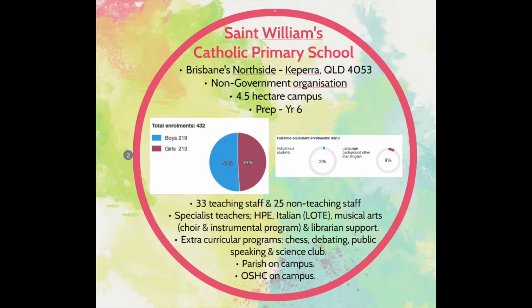The spacious 4.5 hectare campus accommodates roughly 432 students across prep to year 6. The gender of these students is fairly even, with 51% boys and 49% girls. Among these students, 3% have an Indigenous background and a further 9% have a language background other than English. In turn, St. William's requires around 33 teaching staff and 25 non-teaching staff to ensure all of the needs of the school community are being met.